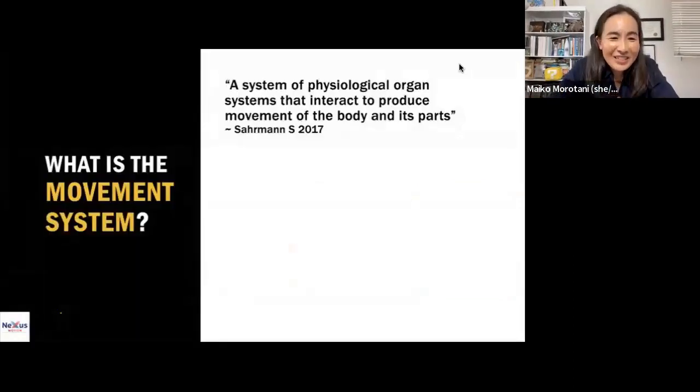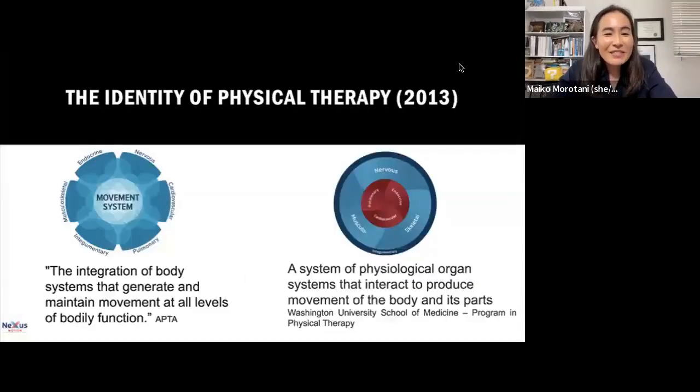The definition is that it's a system of physiological organ systems that interact to produce movement of the body and its parts. The identity of physical therapy and the vision were updated in 2013 by the American Physical Therapy Association.